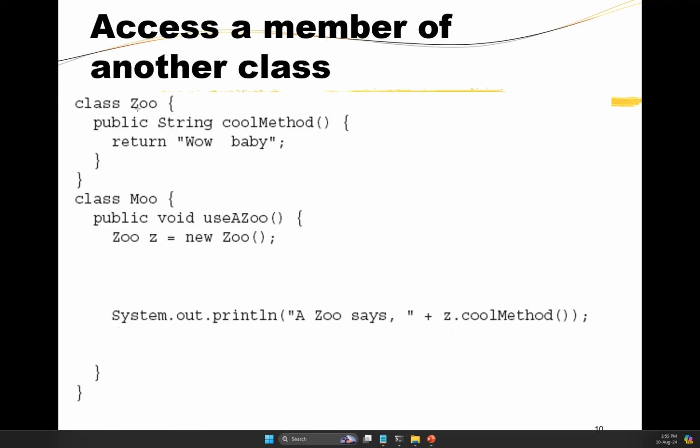No, sir. Why not? It should extend, why should it extend? To inherit the method from Zoo. Okay, there are two ways. Either you can create an object from a class and you can access the members. Okay, let me show you that first, the ways of accessing the values.